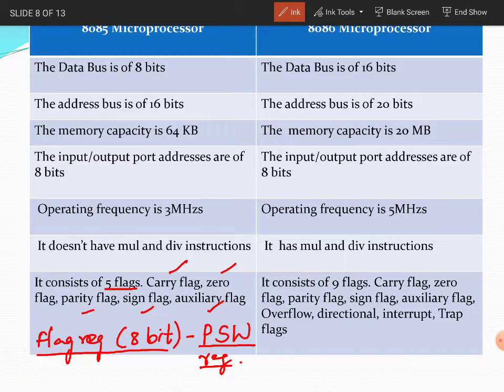Comparing this with the 8086, the size of the flag register is 16-bit. The 8086 has a 16-bit flag register and it has 9 flags. The 5 flags of the 8085 are the same in the 8086: carry, zero, parity, sign and auxiliary carry. In addition to these 5 flags, it has overflow, directional, interrupt and trap flags. So a total of 9 flags.